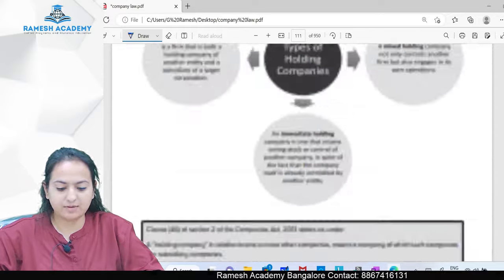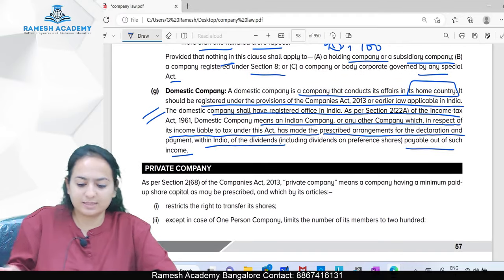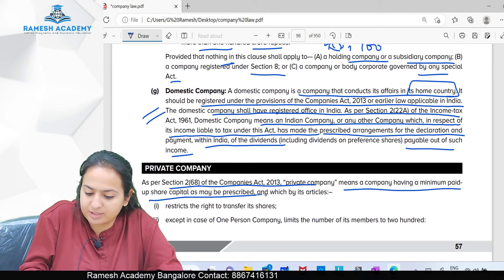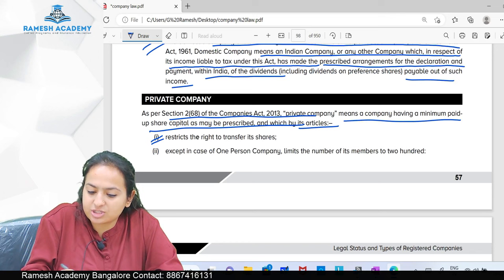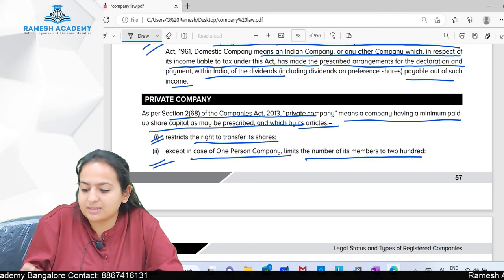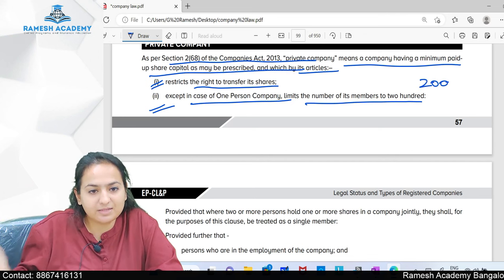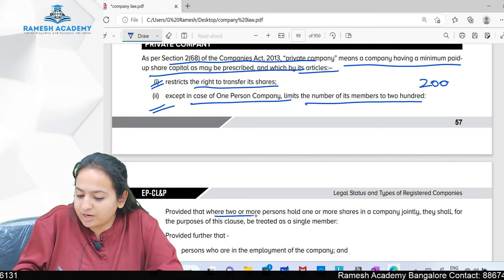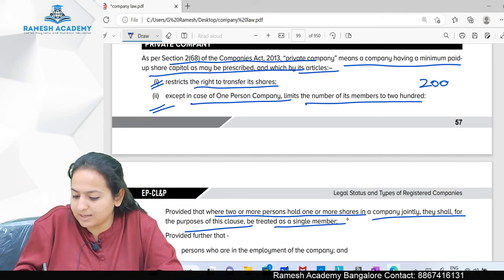So comes the private company. Private company, section 2 subsection 68 of the Companies Act. Private company means a company having minimum paid up share capital as may be prescribed, and which by its articles has a restriction on the right to transfer shares, except in case of one person company limits its members to 200. In the previous lecture also we covered this 200 limit, where two or more persons hold one or more shares jointly, they shall for this purpose be treated as a single member.